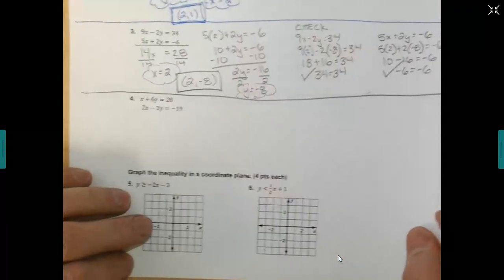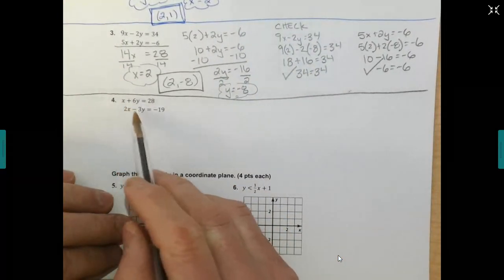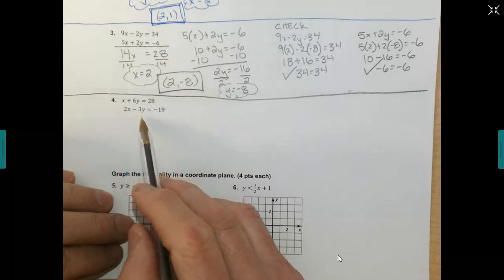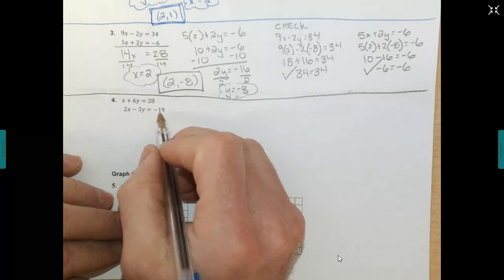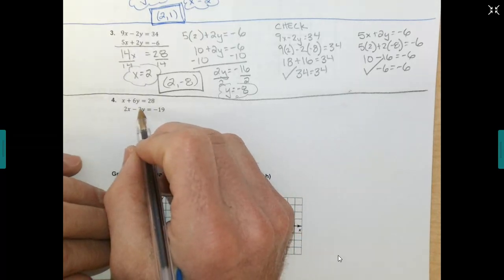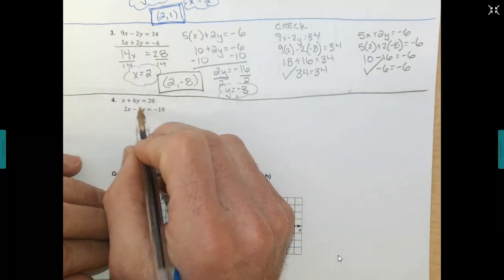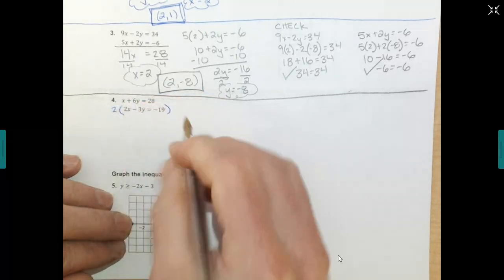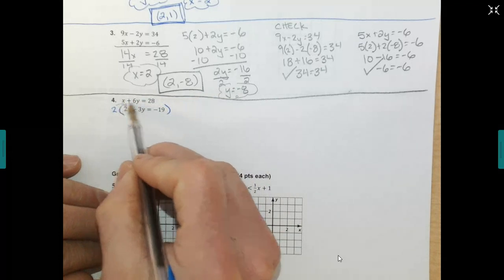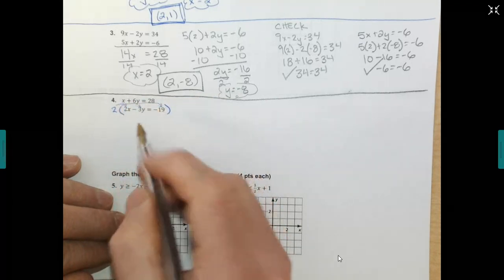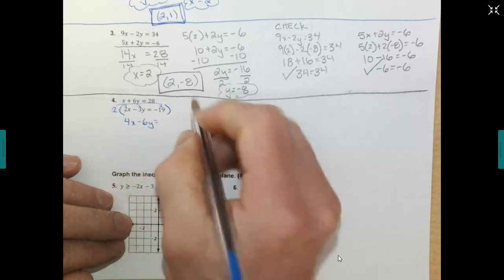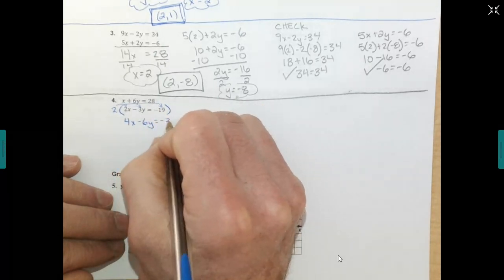Solving a system of linear equations with whichever method I choose. I have a positive and a negative. So what I'm going to do is multiply this one by 2, because then I will get a negative 6 if I multiply it by 2. So multiply this whole thing. I have to distribute this through everything. So I get 4x minus 6y equals negative 38.